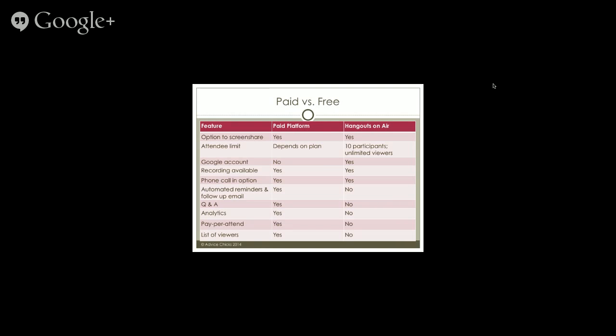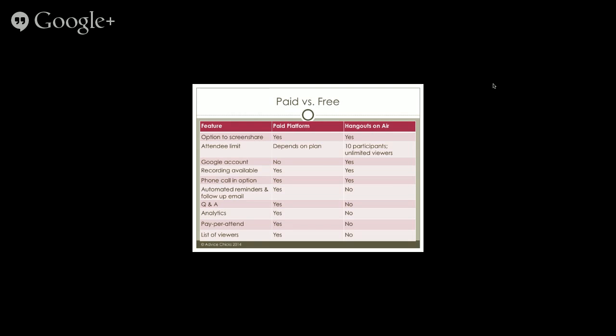Analytics. So the paid platforms have reports. They tell you how many people were on versus how many people signed up, your conversion rates, and all that good stuff, whereas you do not get that with Hangouts on Air. You can charge for your webinars within the paid platform. So if it is important for you, if you're giving classes on webinars, then you may choose to do the paid platform. That would probably work better for you.